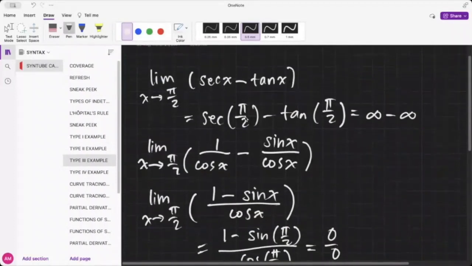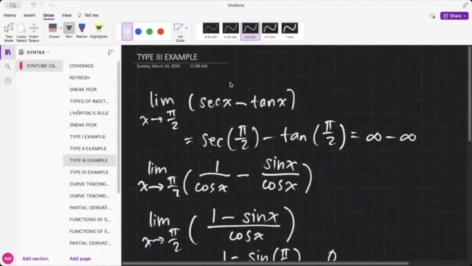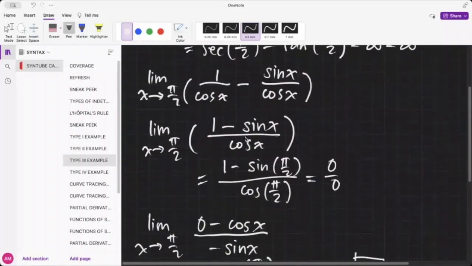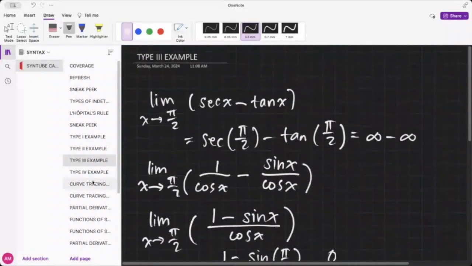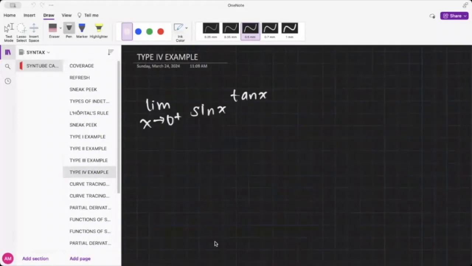There are a lot of ways, depending on the given, to convert it from type 3 to type 1. So, it's recommended that you practice this type of indeterminate form. Let's move on to type 4 indeterminate forms. Fortunately, here, we have a specific set of steps. Let's look at the example.